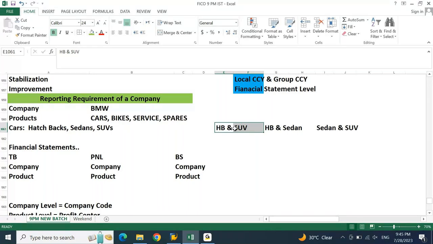So whatever the combination you feel is right, whichever fits your reporting requirement most closely, at that level you are going to freeze what will be the profit center, what will be the segment. Because you can use any combination, but we need to decide which one is more ideal, more suitable for your business requirement. Okay. Clear?